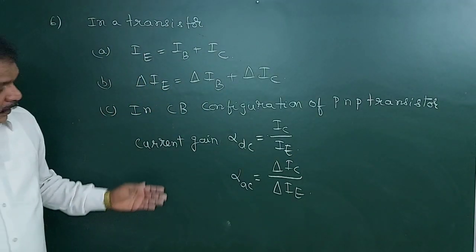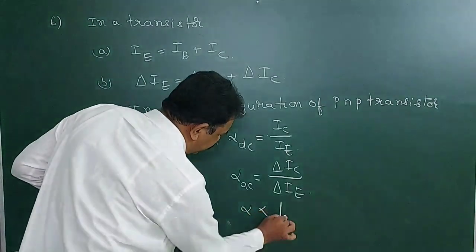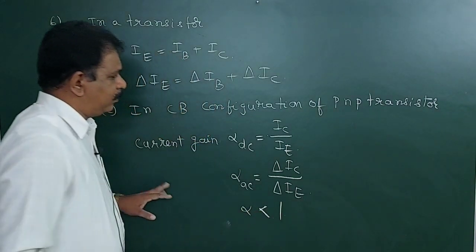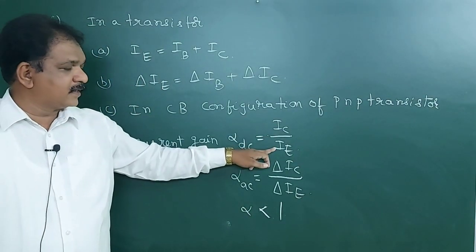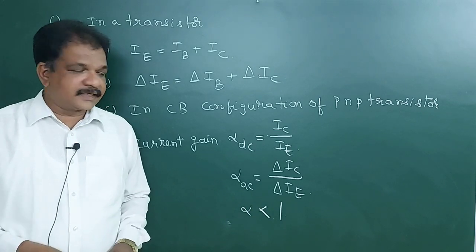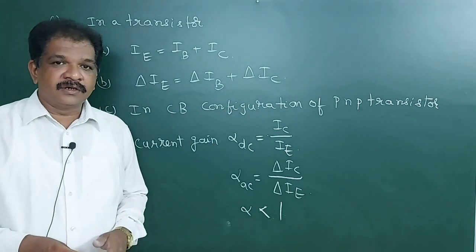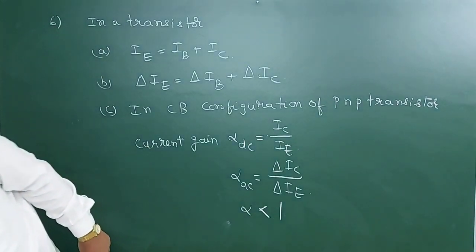Okay. Next, in any configuration, this alpha value will be less than 1 because the IC value will be less than IE. So the alpha value will be less than 1. This is the common base configuration of PNP transistor.